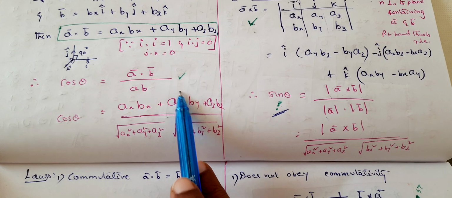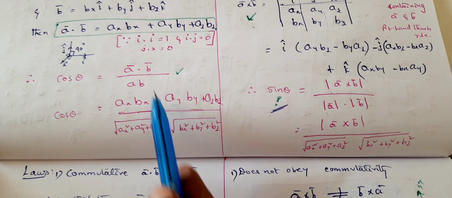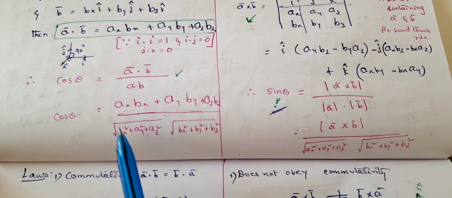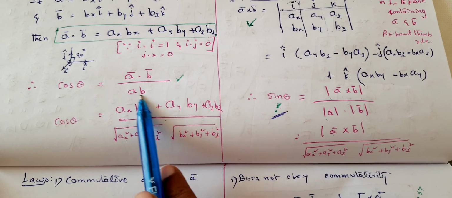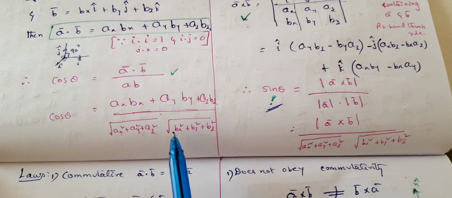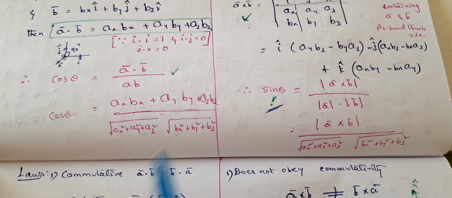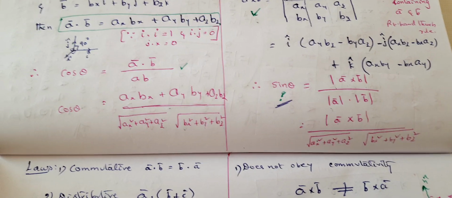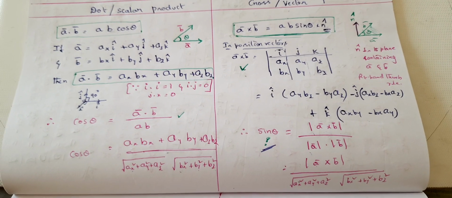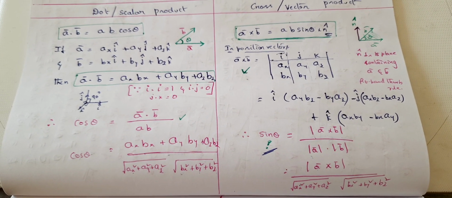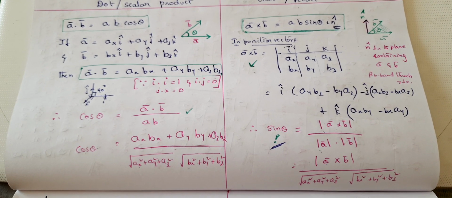Like this is easy when compared to this. Okay, what is A? Magnitude of A bar, that is root of ax square plus ay square plus az square. What is B? Magnitude of B bar, bx square plus by square plus bz square. This all we already did. Okay, so come on, pause for a minute and then make a note.